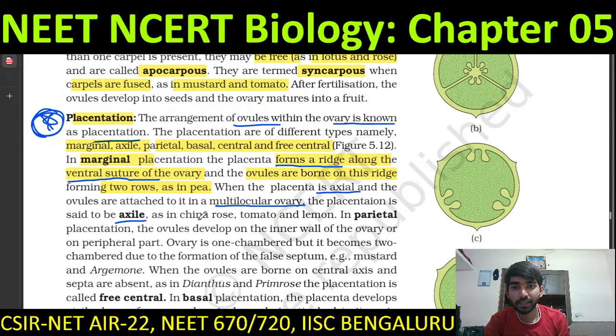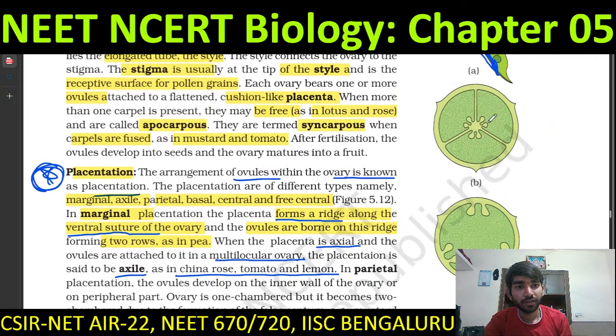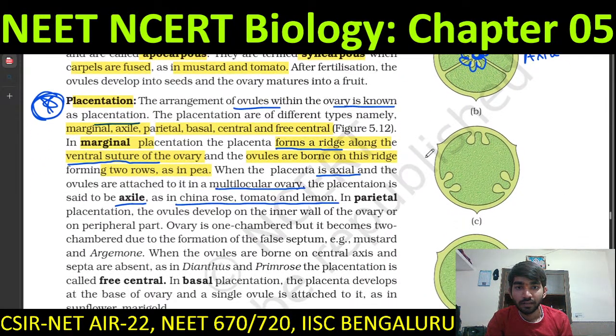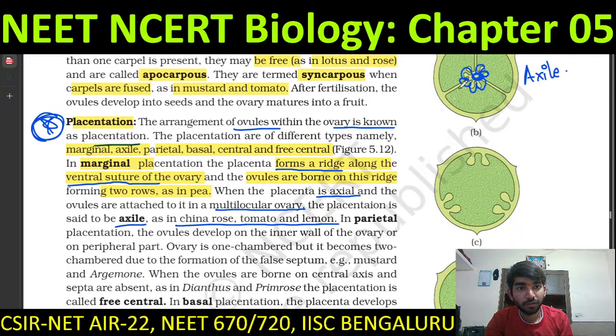When the placenta is axial and the ovules are attached to it in a multilocular ovary, then the placentation is called axial, as in China rose, tomato, lemon. So here you can see this is on the axis. If this is like a wheel, this is on the axis of the wheel, and this is called axial placentation. Multilocular ovary means the ovary has multiple chambers, multiple locules, one, two, three, and the ovules are present on the axis of this. So that is why it is called axial placentation.